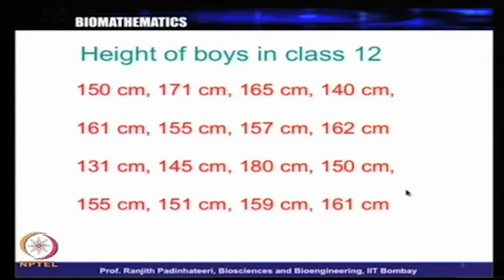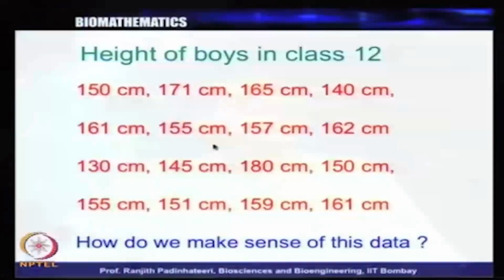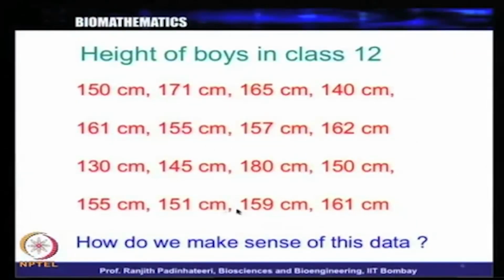So let's say you do this measurement, and how do we make sense of this data? We have this huge data here. Let's say we measure the heights of hundreds of students, so we have 100 such numbers: 150, 160, 130, 140, 122, 135. How do we make sense of this data?